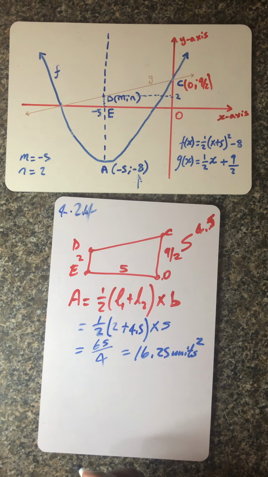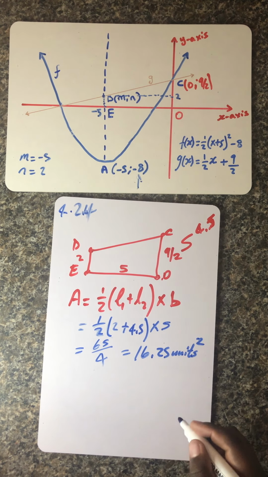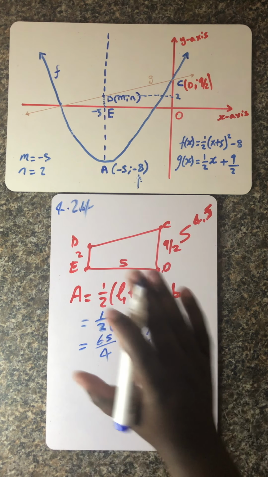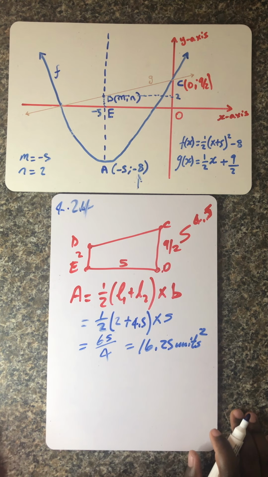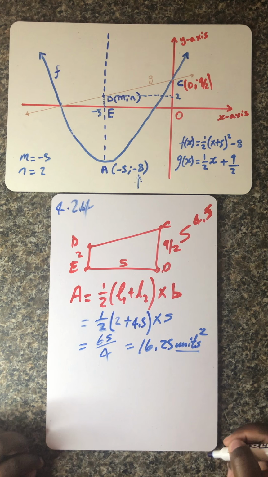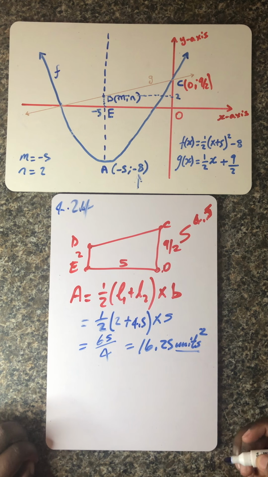We know that the area is written in units squared. So in most cases in maths, they don't refer to the lengths or distances as meters or millimeters, centimeters or kilometers. So that's why in most cases we just use the word units. So guys, this is how you calculate the area of that shape.